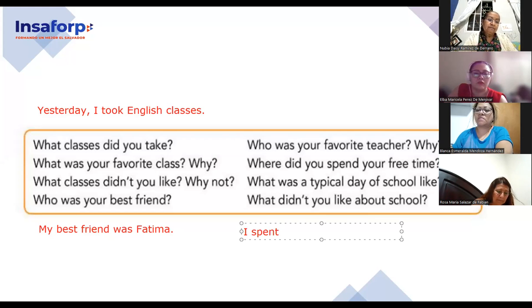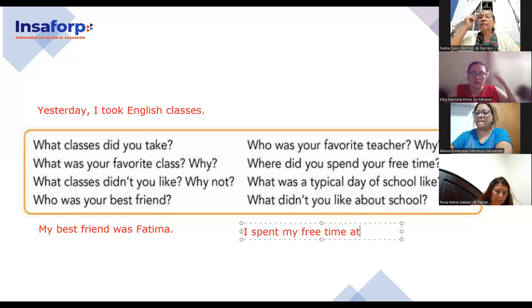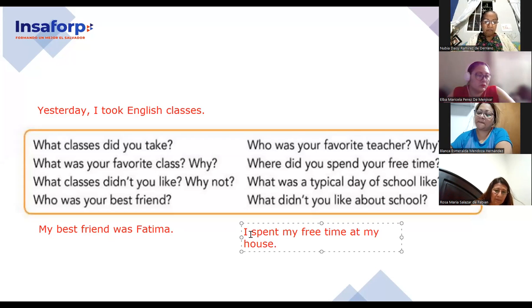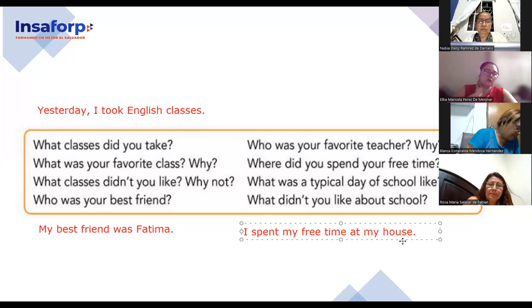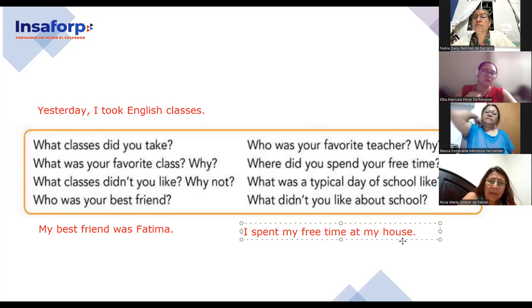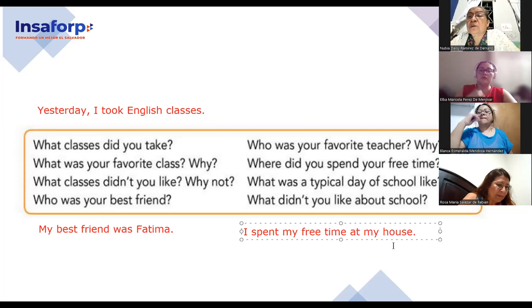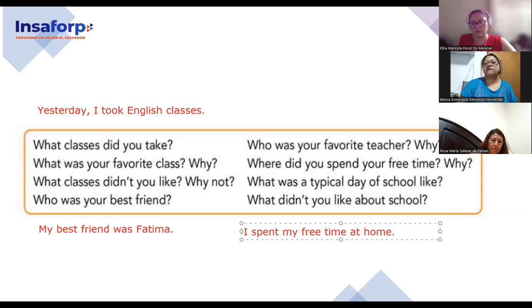Spend my free time at, and I need a place. At, I don't know. My house. Okay, at my house. Very good. So the house is the place. Because I'm saying, where did you spend free time? Well, I spend my free time at my house. Or instead of saying at my house, you can say at home. Yeah, that's better. I spend my free time at home.